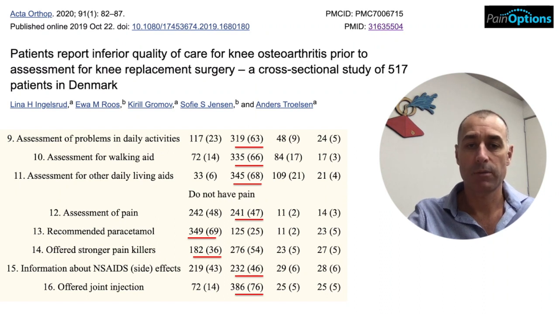Similar things, assessment of daily activity for a walking aid or other aids around the house. Pain assessment was low. A lot of people recommended paracetamol, which is appropriate, but still a third offered stronger painkillers, which isn't in the initial guidelines. And joint injections not offered so much, 76%, which is arguably fine, and information about the side effects of anti-inflammatories, just under 50% didn't get that information.